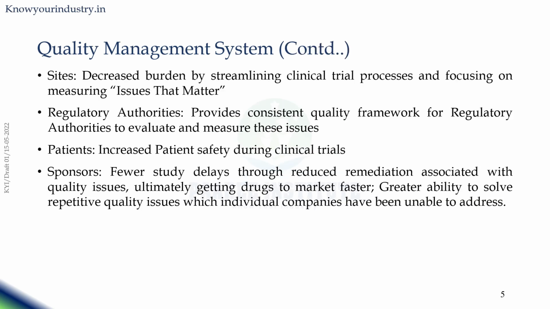So what is the use and significance of this quality management system? With respect to the organization, it decreases the burden by streamlining the clinical trial process or the BE study process and focusing on measuring issues that matter. So it will focus on the specific issues where the problems arise or that affect the quality of the entire process, and they will resolve that problem with corrective and preventive actions.